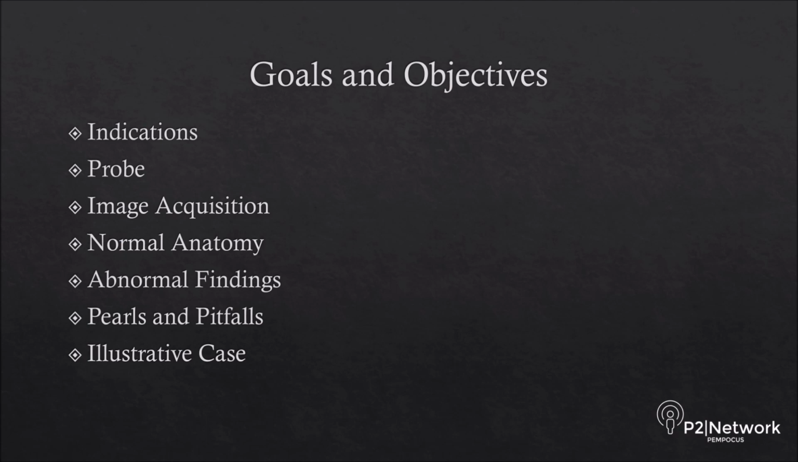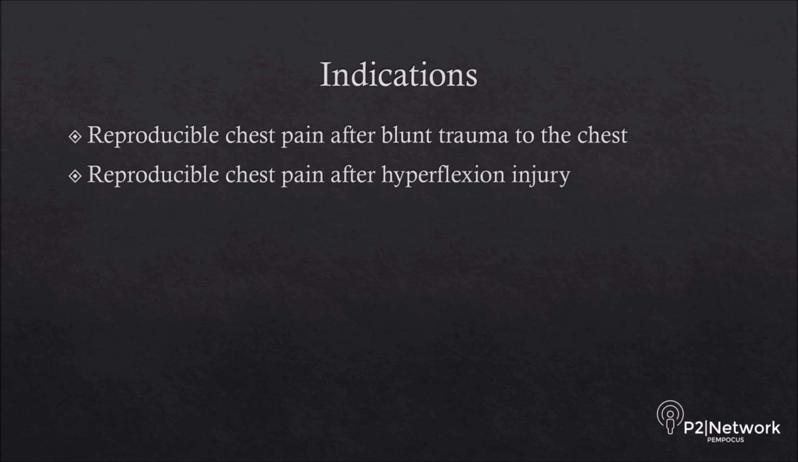I'll go over the goals and objectives, including indications, which probe to use, some anatomy, and an illustrative case. So, the indications for looking for sternal fractures are reproducible chest pain after blunt trauma, as well as chest pain that's reproducible after a hyperflexion injury.